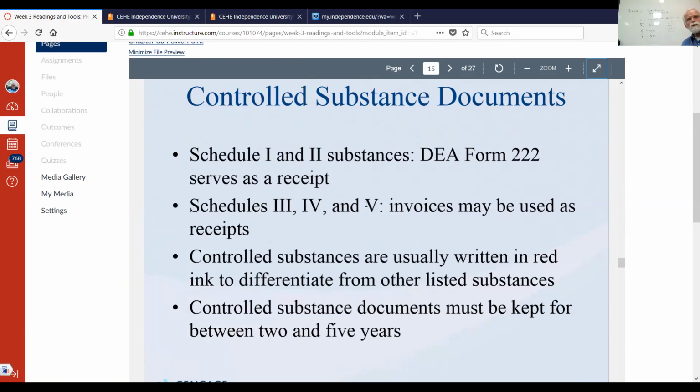They're to be stored separately from other drugs. Schedule 2 substances have to be locked up. Most pharmacies will lock up most of the scheduled drugs. They'll keep them in places that cannot be picked up casually. And really, all of your prescription drugs are going to be behind that counter and unavailable.